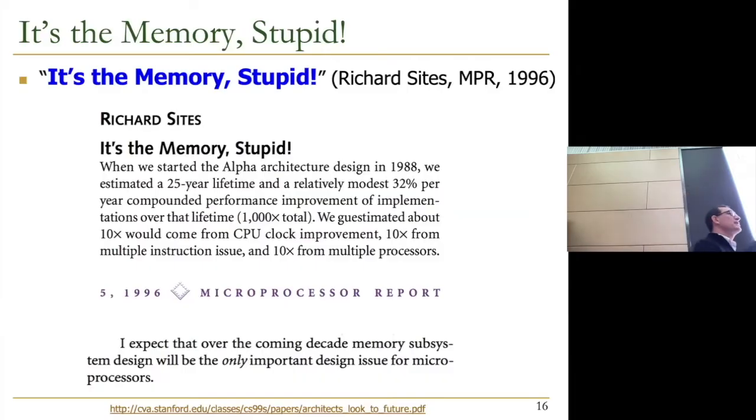Unfortunately, on this important commercial database workload that we believe we designed our processor for, it's finishing one Alpha instruction every 4.7 clock cycles. Basically, this processor is operating at about 5% of its peak efficiency. Why? It's waiting for data to come back from memory. And he finishes the article saying that I expect that over the coming decade, memory subsystem design will be the only important design issue for microprocessors.